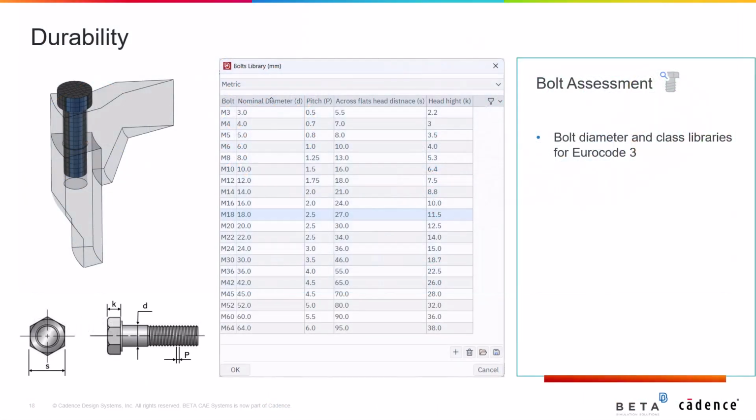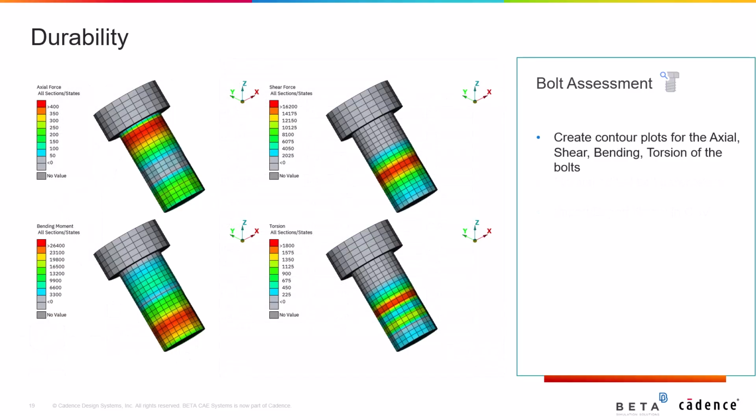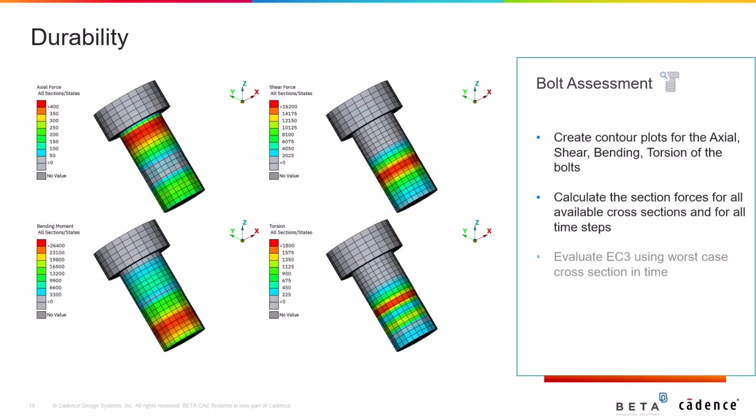Bolt Assessment now supports bolt diameter and class libraries. Users can define their available bolts, perform analyses and what-if studies using them. Definitions can be saved and imported using a CSV file format. Additionally, the bolt assessment now incorporates a new algorithm that evaluates axial force, shear force, bending moment, and torsion along the entire bolt length. These quantities are calculated at all cross-sections, based on the bolt mesh and for all states. Bolt failure is assessed using the worst-case combination observed over the entire time event.